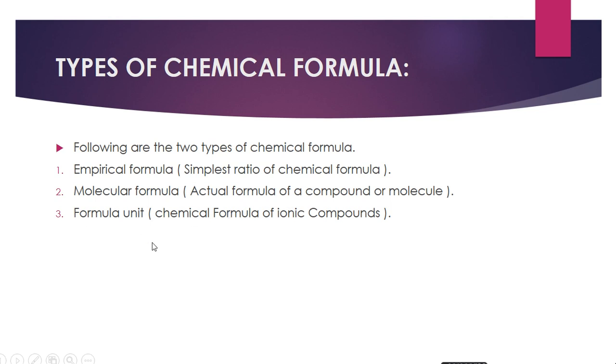Now, formula unit. The chemical formula of ionic compounds is known as formula unit. We cannot say that it is a molecule. Why? Because ionic compounds cannot retain their molecular structure when they are changed into liquid or solid gaseous state.